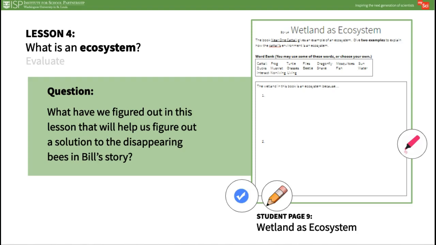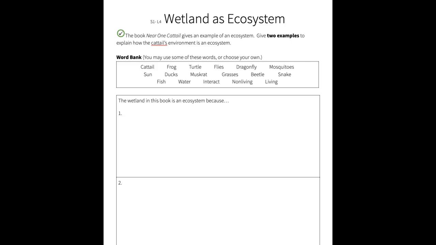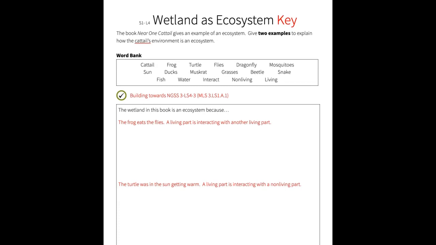In the Evaluate portion of the lesson, students use this journal page, Wetland as Ecosystem, to describe characteristics of the environment they read about in Near One Cattail. Encourage them to use the word bank to help them explain how the cattail's environment is an ecosystem.